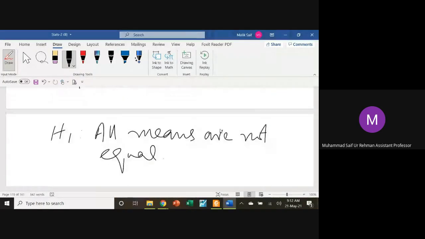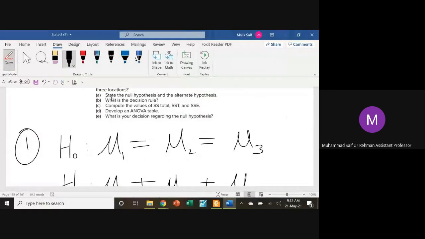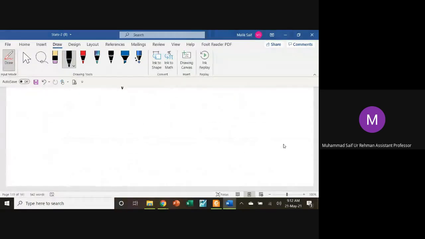So you first have to write this, and answering this I have written: state the null hypothesis and the alternate hypothesis. In the null hypothesis, means are equal; in the alternate hypothesis, they are not equal. What is the decision rule? How will you write down the decision rule?